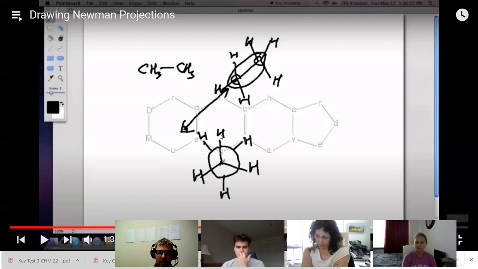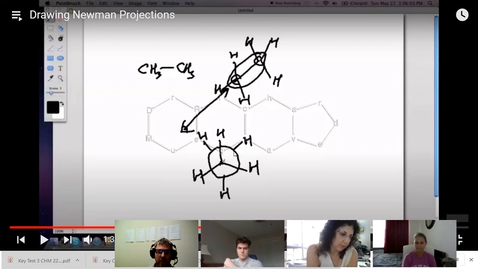Could we also just draw shorter lines coming out of the center? No, sorry. This is a Newman projection, so we're going to draw it as a Newman projection. What we do is put a circle here and then attach the H's to that circle. Those H's are the ones attached to the back C that we can't see.